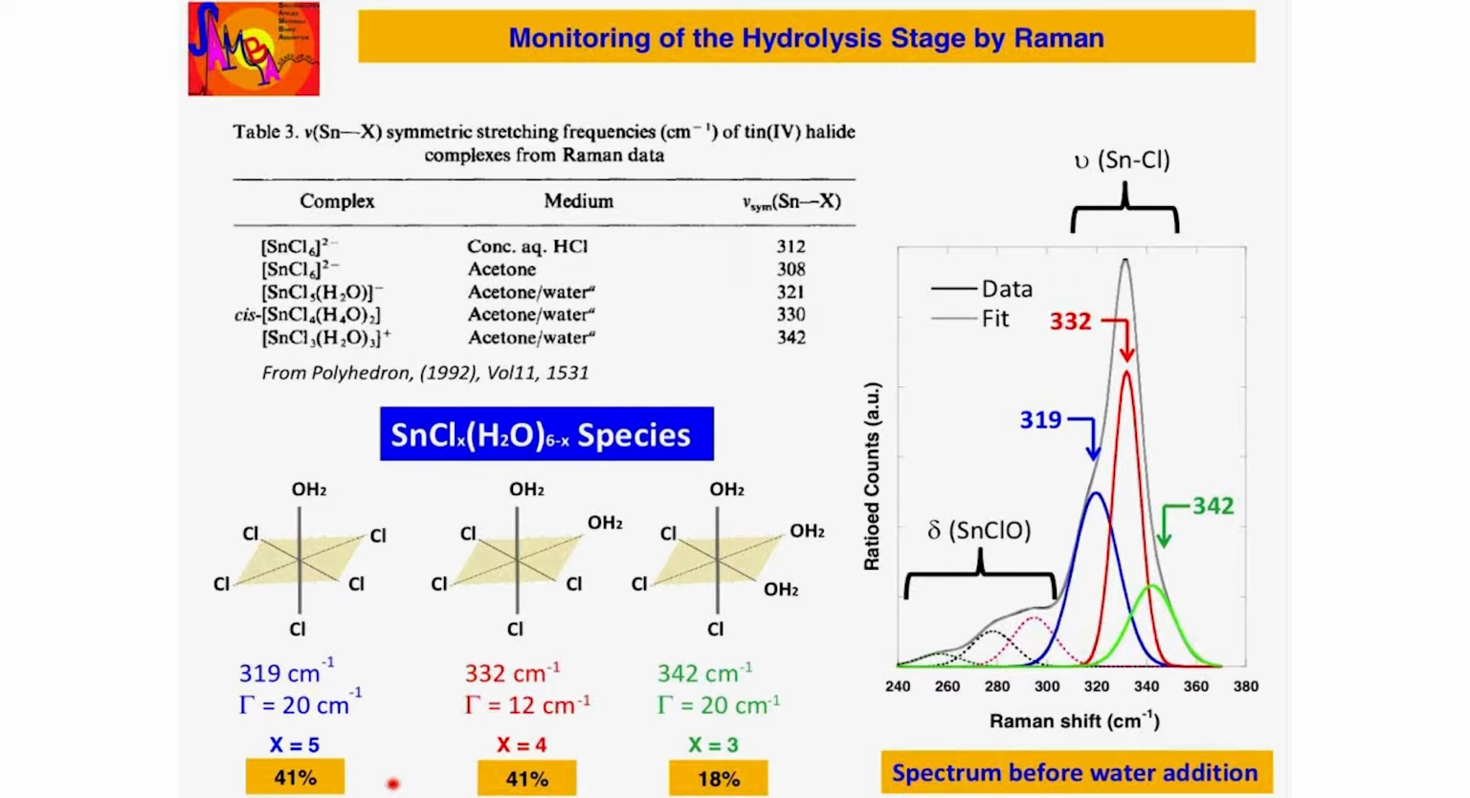For instance, in the case of the data recorded before water addition, you have this deconvolution, which gives as a result about the same proportion of pentachloride and tetrachloride, and only 18% of trichloride.